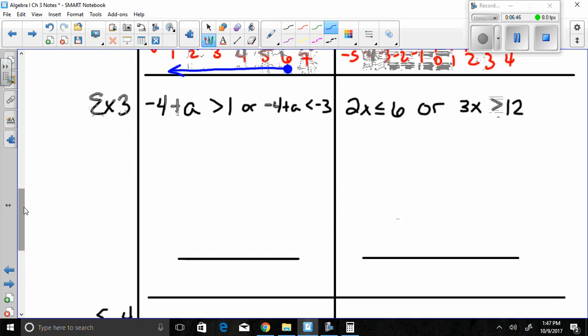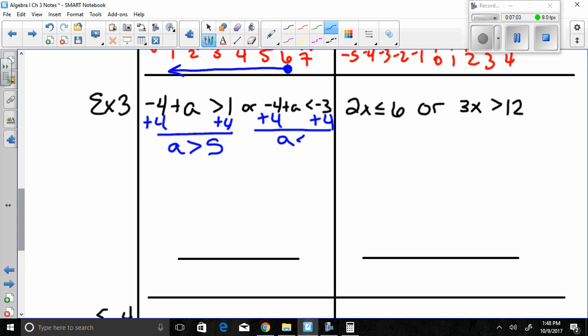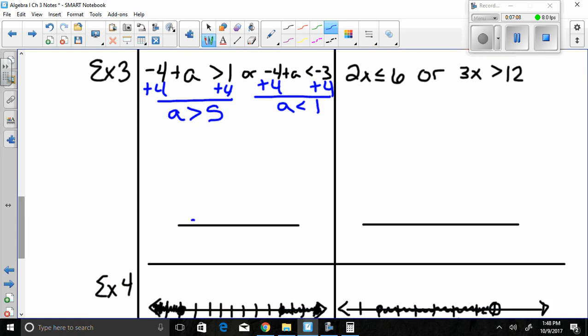So example 3, here we're dealing with ors. If you remember, ors go away from each other. So let's solve. So plus 4 plus 4, so you get a is greater than 5, or you add 4, and you add 4, you get a is less than 1. On my number line, 0, 1, 2, 3, 4, 5, 6. I need to have an open dot on 5. I need to have an open dot on 1.